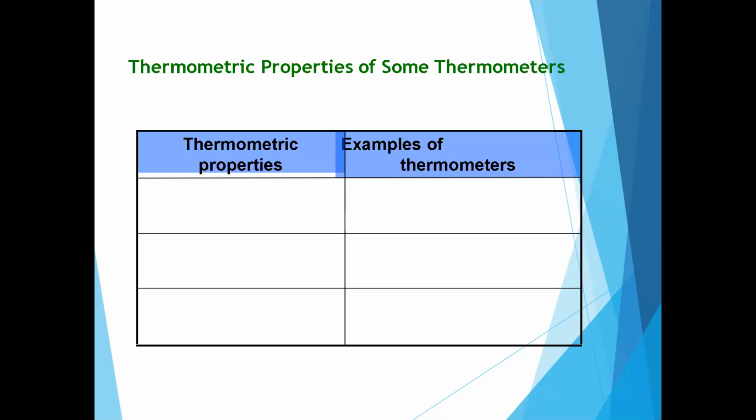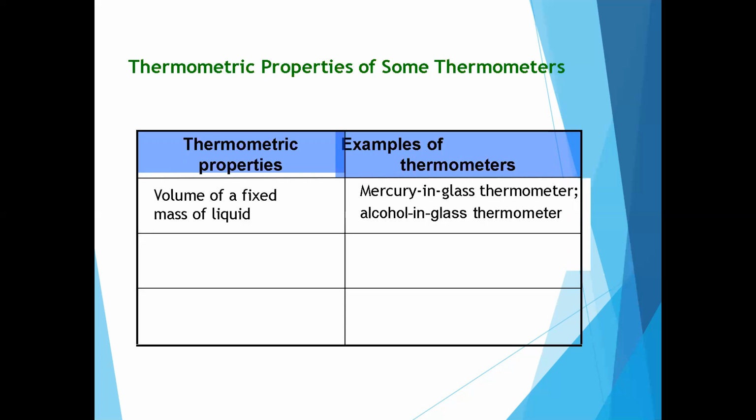Now, let's have a look at some thermometric properties and how they're used in thermometers. So, the volume of a fixed mass of a liquid is a thermometric property any substance can have. An example is a mercury in glass thermometer and an alcohol in glass thermometer. This is because mercury and alcohol are both thermometric substances. The volume of mercury and alcohol is rising linearly with temperature. It's rising continuously with temperature, which is why I can easily use it to detect temperature changes.